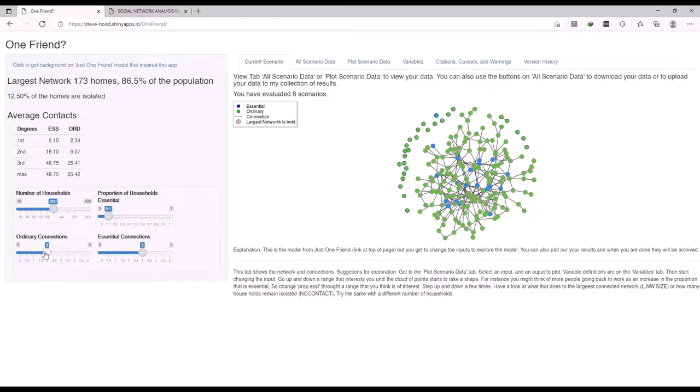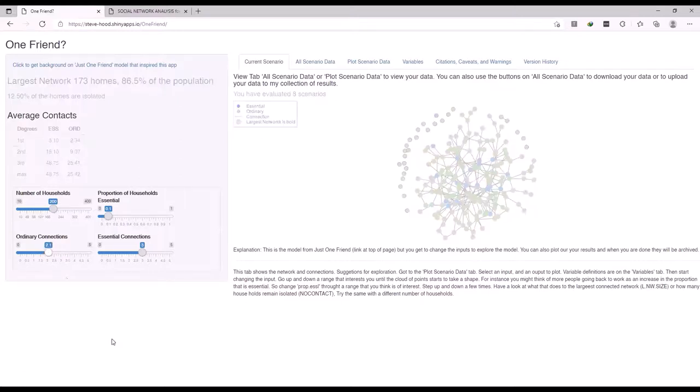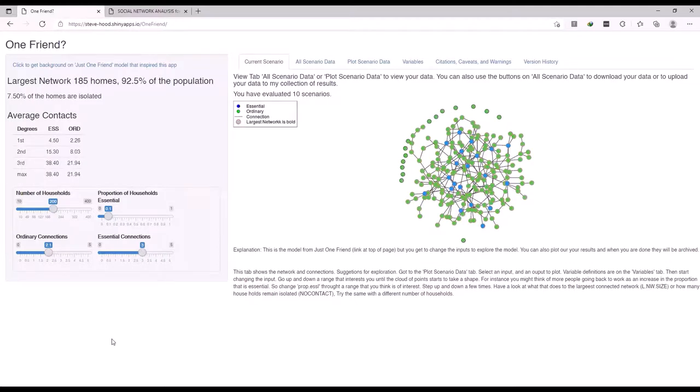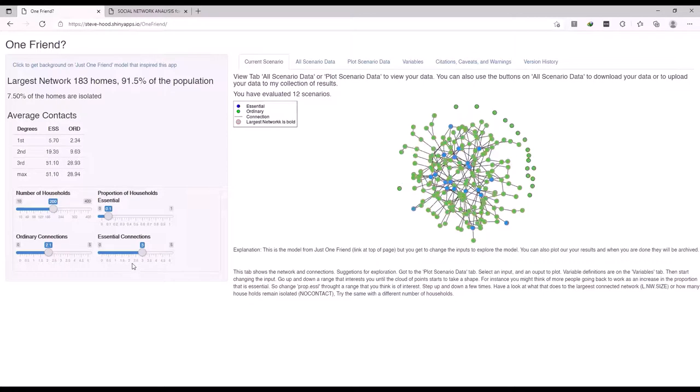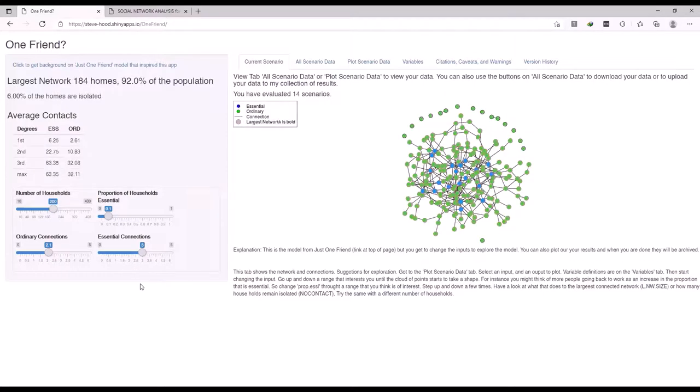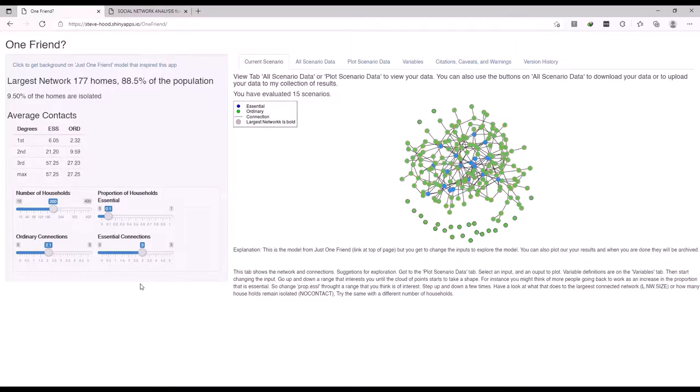Okay, let's see if my internet is fast enough to render it while using Zoom. So now what you see is that even though I decreased the number of essential connections from 4 to 3, just by saying you can have 2 people come to your house, not just one, we are already at almost 90% of the population connected. If COVID is introduced in one of them, it can spread across almost the entire population. So here you can start playing with these numbers.